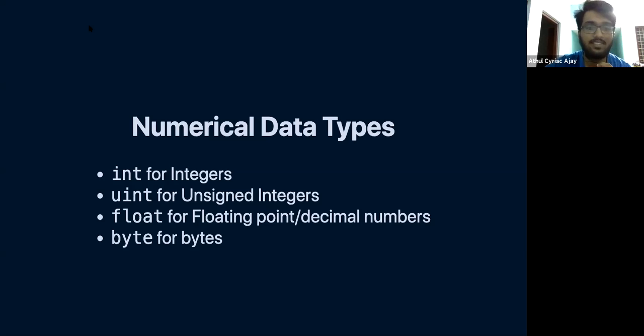Okay, let's continue with this. So there are four numerical data types. These include int, uint, float, and byte. Byte is actually the basic stuff, the basic language in the machine. So let's continue to that.